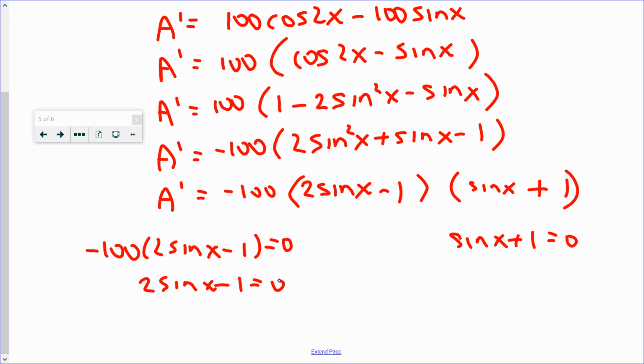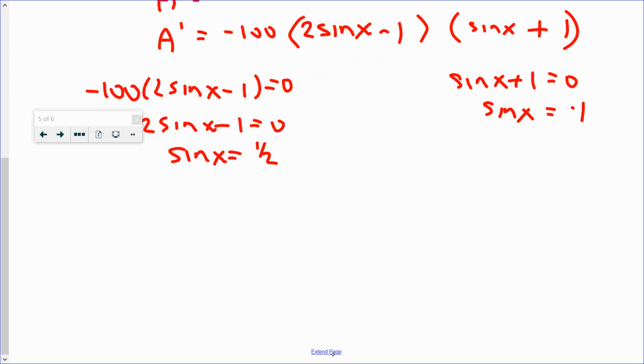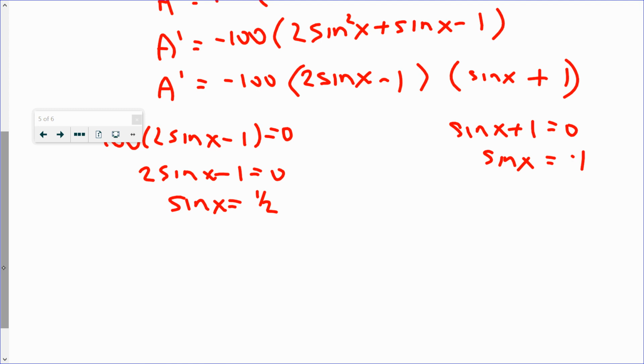And then I'm going to add 1 divided by 2. So sine x is going to equal 1/2. Here I'm going to subtract 1 from both sides. Okay, well, sine is equal to 1/2. Where does that happen? Well, it's equal to 1/2 when it's 30 degrees. So I'm going to say that my critical value is pi over 6.